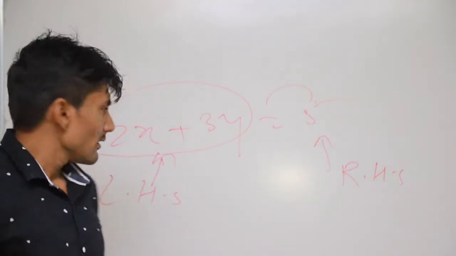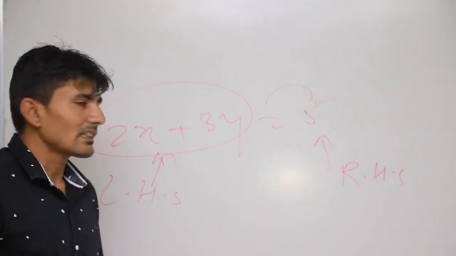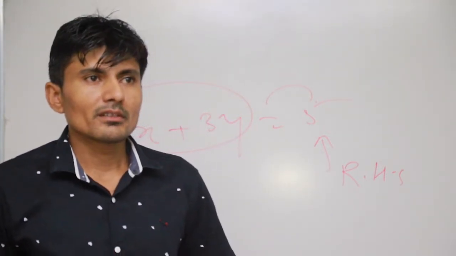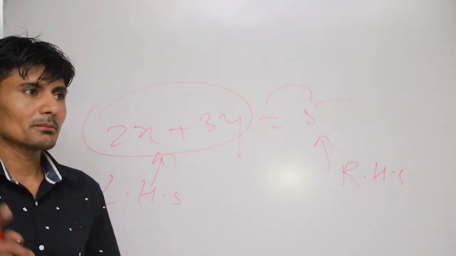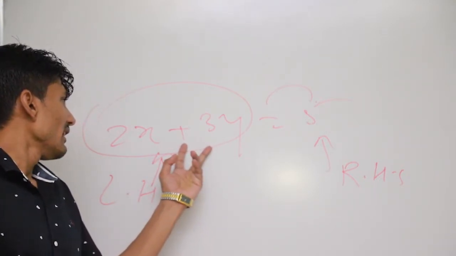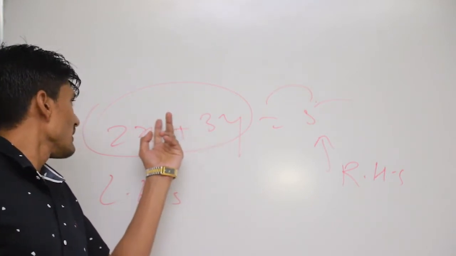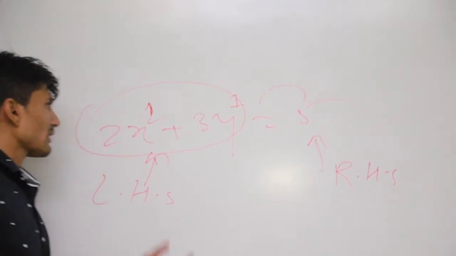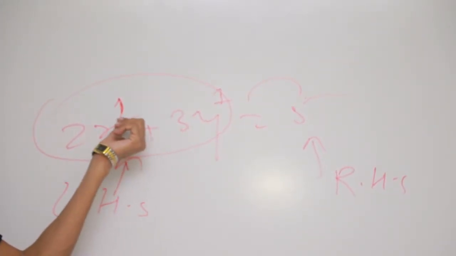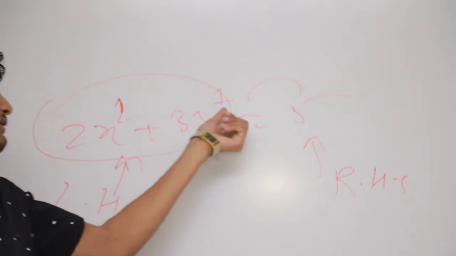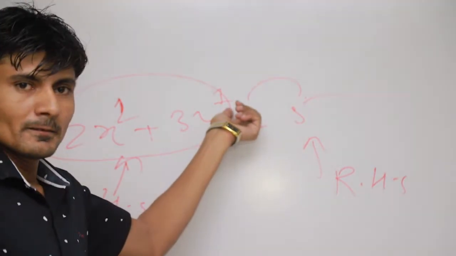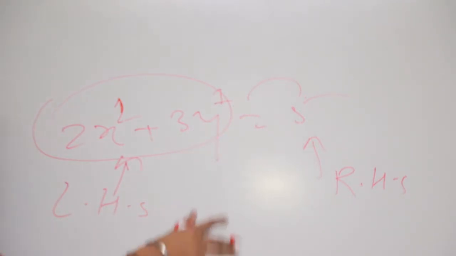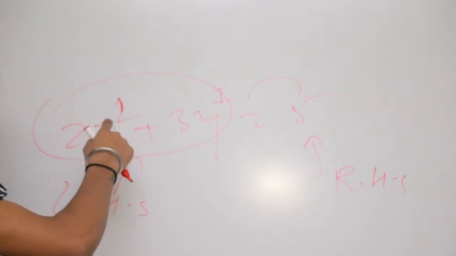Now we have to know what we mean by a linear equation. In this equation there are two variables and the maximum power of the variable is 1. You can see that the maximum power of x is 1 and the maximum power of y is 1. So in a linear equation the maximum power of the variable is always 1.